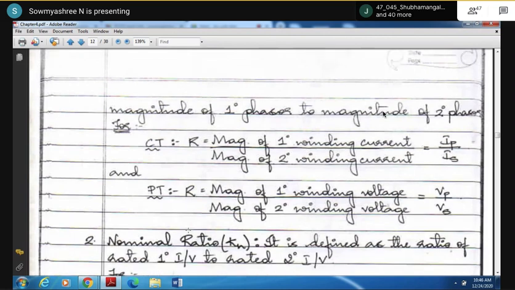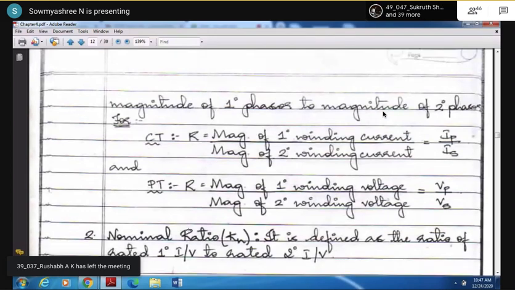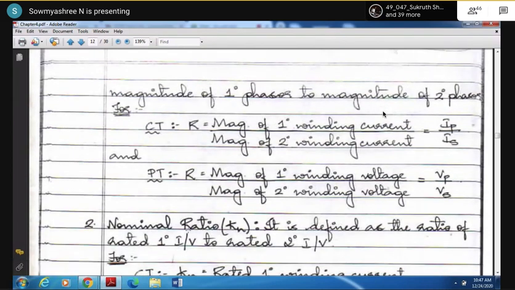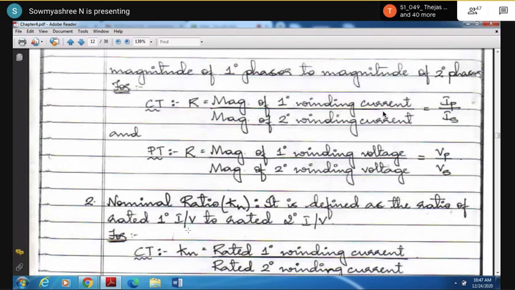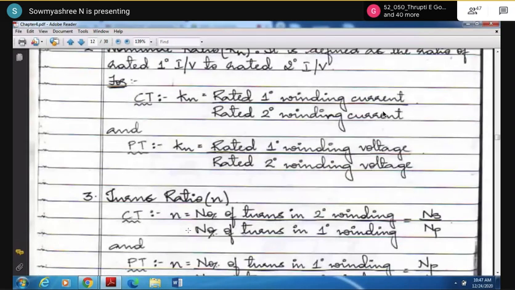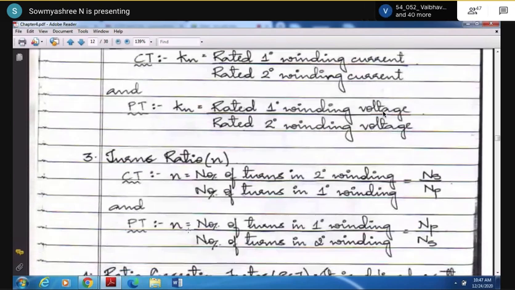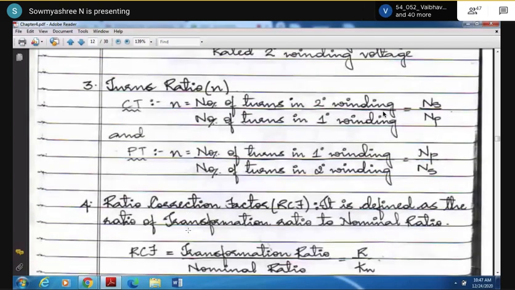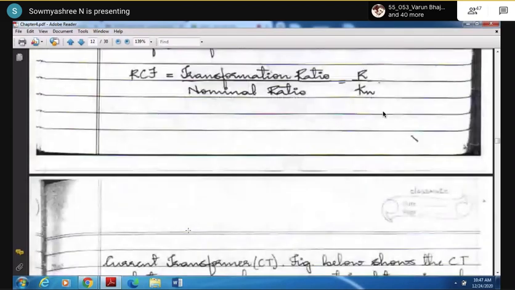Rated. So it is the ratio of rated values, whereas in case of transformation ratio it's the magnitude. Please don't get confused, especially when it comes to turns ratio. While writing turns ratio, be careful, the ratio changes. It's not primary by secondary for both cases. It is different for CT and PT. For CT it is secondary by primary, for PT it is primary by secondary. Whereas ratio correction factor is the ratio of transformation ratio by nominal ratio. Clear? Shall I move on to the next topic?